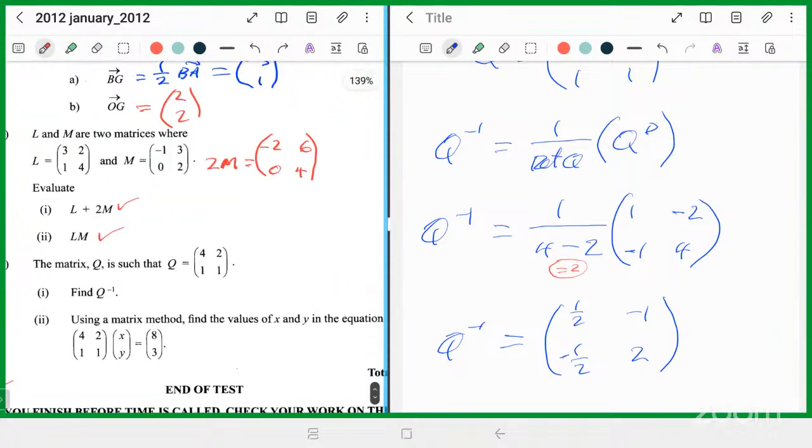And this part now says, using a matrix method, find the values of x and y in this equation. So this requires a basic matrices transposition. I must observe that this matrix right here is actually your Q.